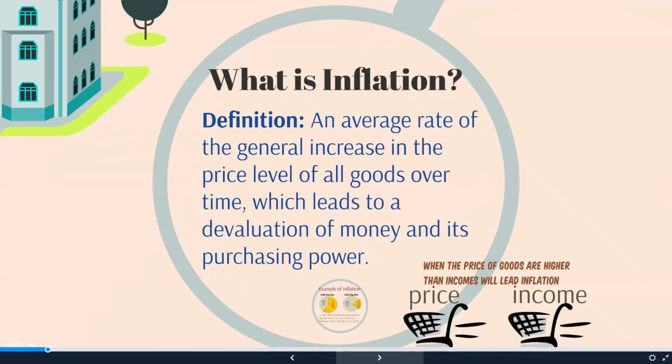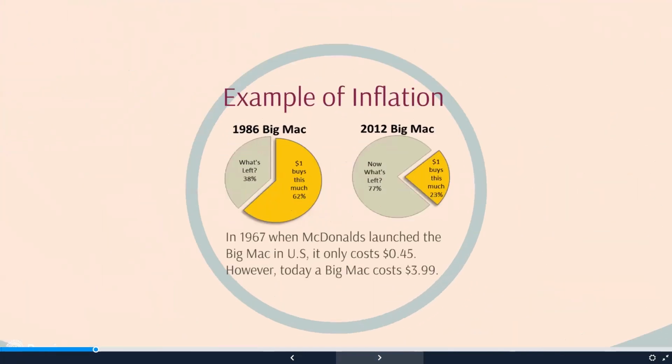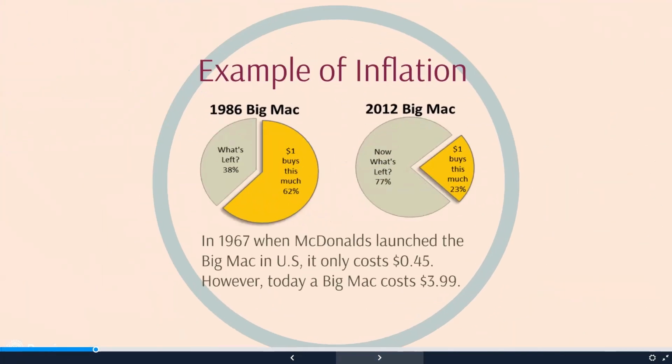Inflation is the rise in prices over time, which leads to devaluation of money and its purchasing power. So, examples of inflation: 1986 Big Mac to 2012 Big Mac. $1 in 1986 would buy 62% of a Big Mac, while in 2012, $1 buys 23% of a Big Mac. So the Big Mac has increased about 3 times in price during that period.